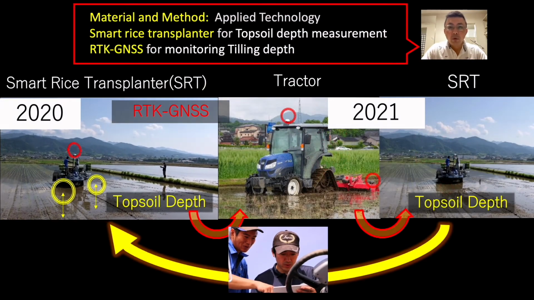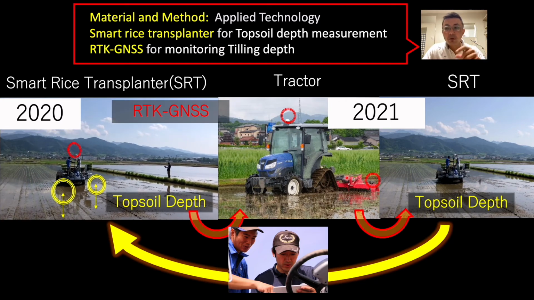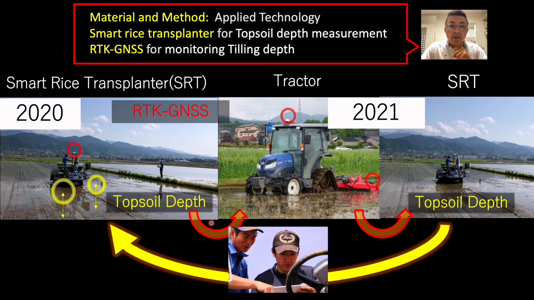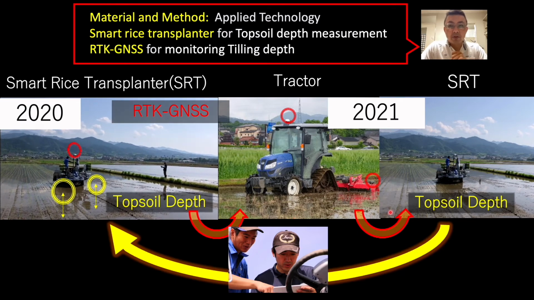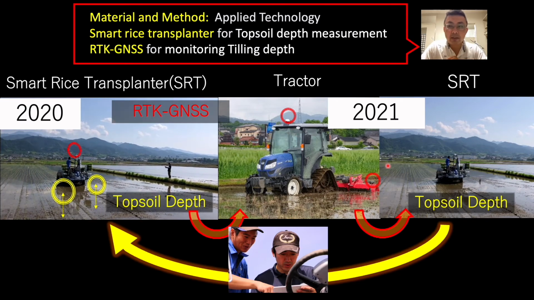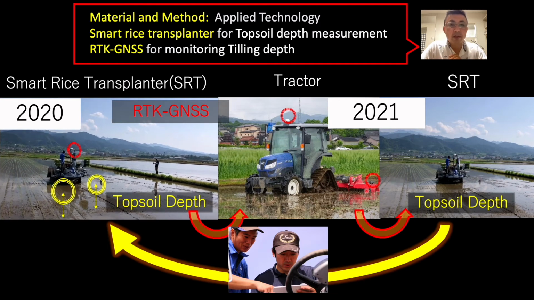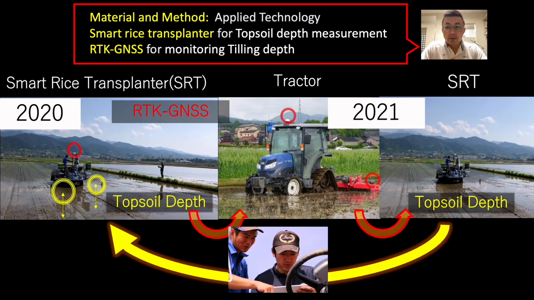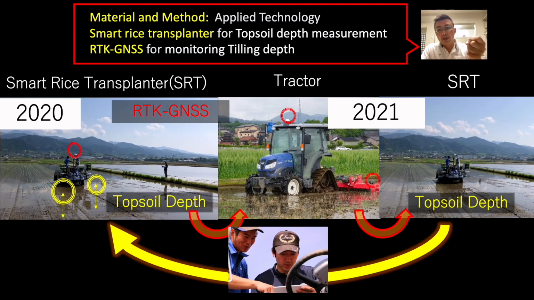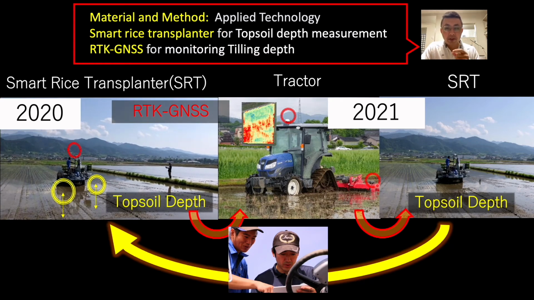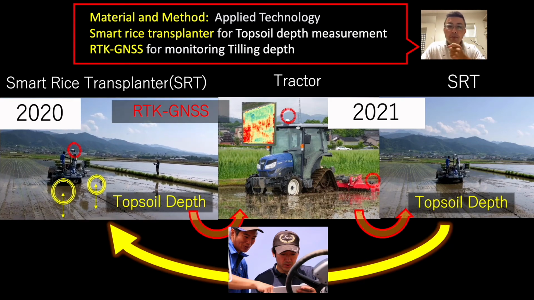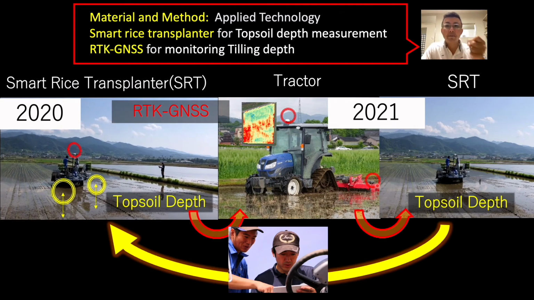In 2020, last year, we measured and mapped the topsoil depth variability using the rice transplanter here, and the tillage depth monitoring was collected from the two RTK GNSS units mounted on the tractor and rotary tiller. Tillage depth level operation was done by the farmer manually while checking the topsoil depth map like a car navigation system.